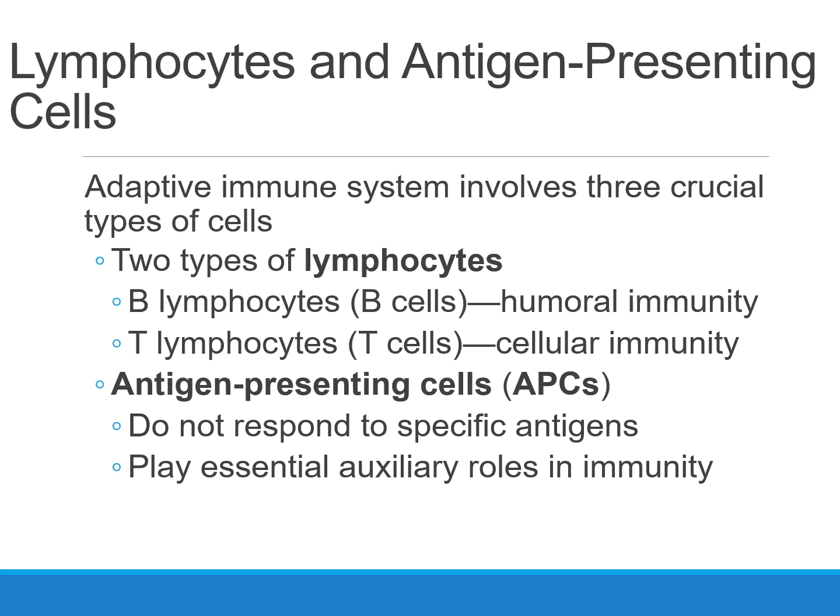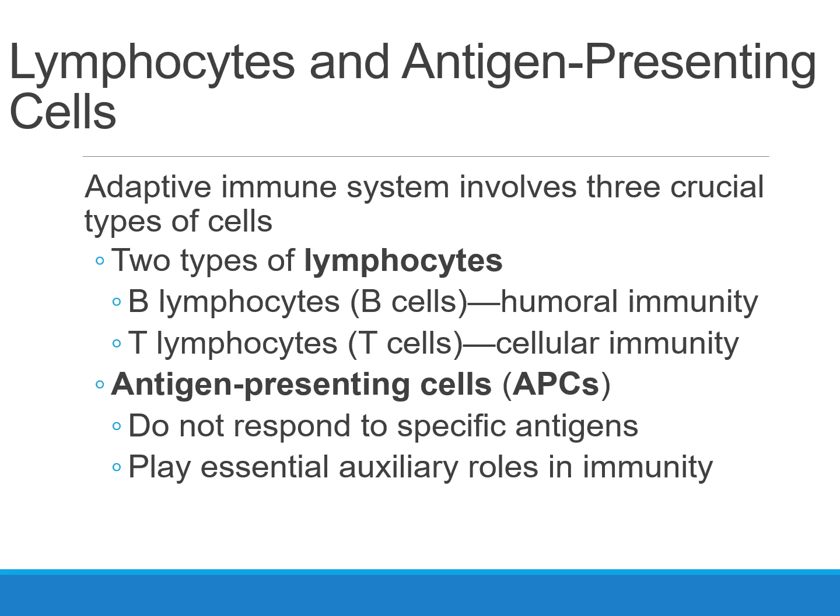So when we talk about the lymphocytes and antigen presenting cells and their role in adaptive immunity, there are three types of cells we need to talk about. There are two types of lymphocytes, the B cells and the T cells. The B cells are all about humoral immunity. The T cells are all about cellular immunity. And you will remember that they got their name based on where they matured. They all originate in the bone marrow, but the B cells stay there and mature in the bone marrow. The T cells mature in the thymus, hence the name T cells.